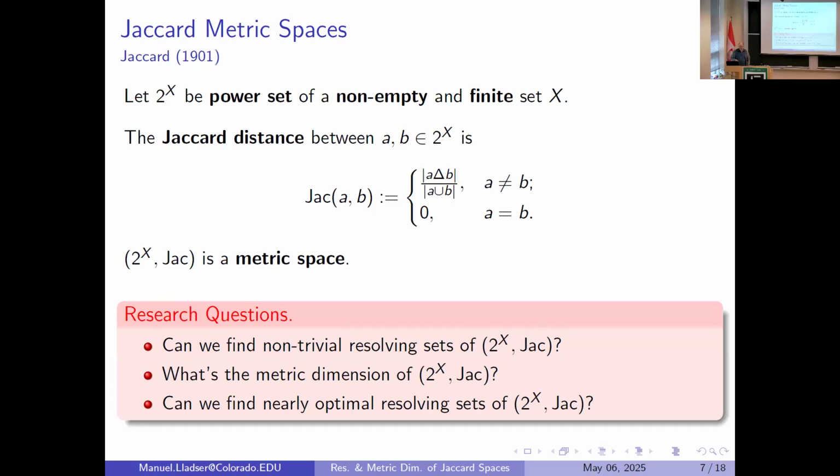So the questions I would like to address are, first, can we find non-trivial resolving sets of this Jaccard space? And when I say non-trivial, it is because in a metric space, the whole space always resolves it. So that's not fun because usually the whole space is tremendously large. Then, what is the metric dimension of this space? I don't know the exact answer yet, but I know the asymptotic order. And can we find nearly optimal resolving sets, which is important for applications? Yes, when I represent data as subsets of a certain vocabulary, for instance.